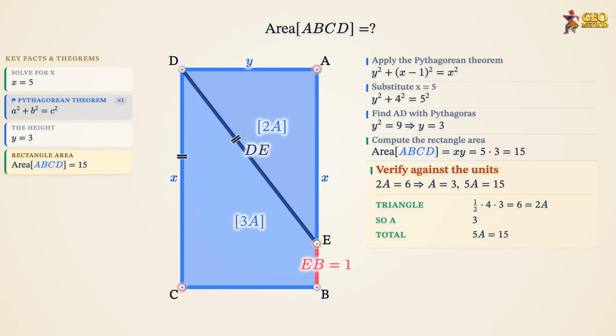Let us check with the A units. The corner triangle is 1/2 of 4 times 3, which is 6, so 2A is 6 and A is 3. Then 5A is 15, matching the rectangle exactly. Everything is consistent, so the answer is 15.